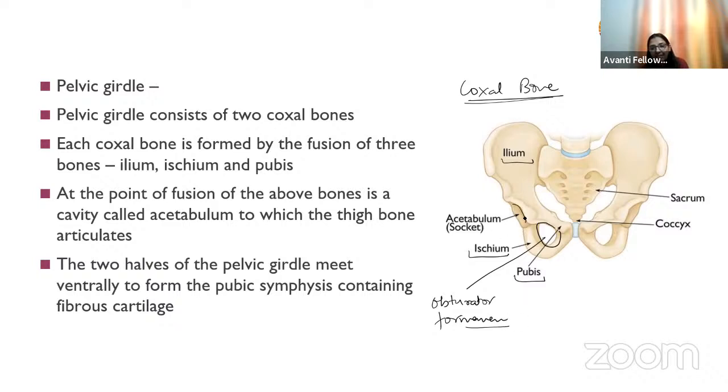And there's a cavity, or a depression, also present in the ischium, which is known as the acetabulum, where the head of the femur bone is attached. In the center, there's fibrous cartilage, which is known as the pubis symphysis.